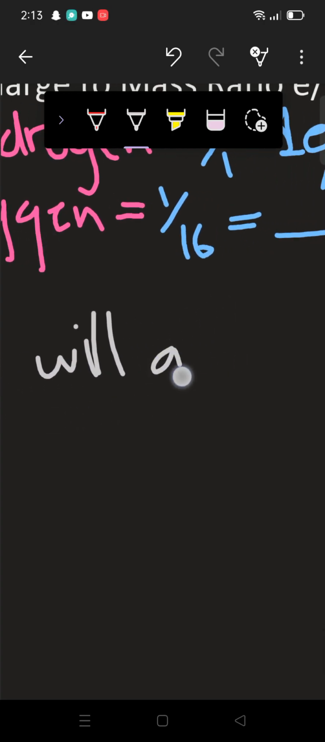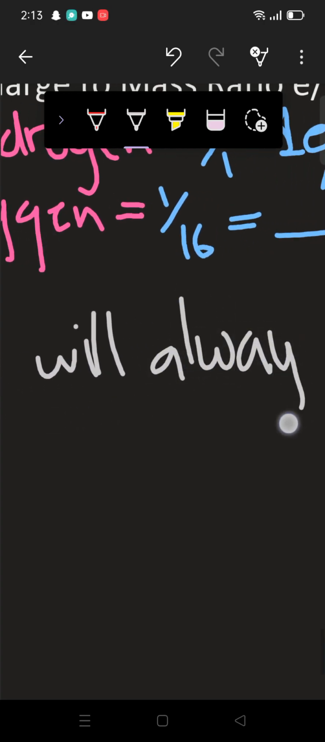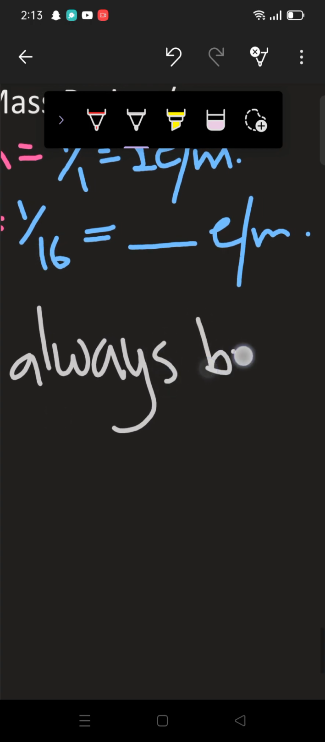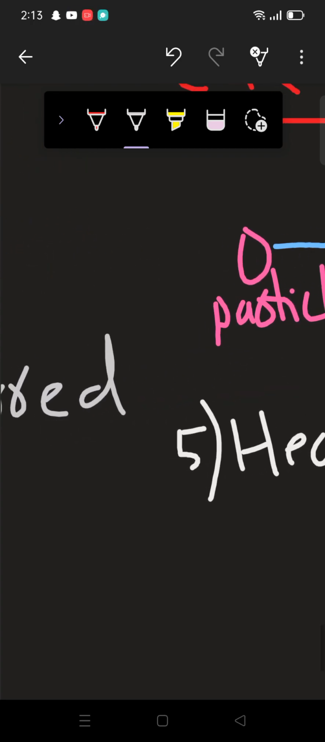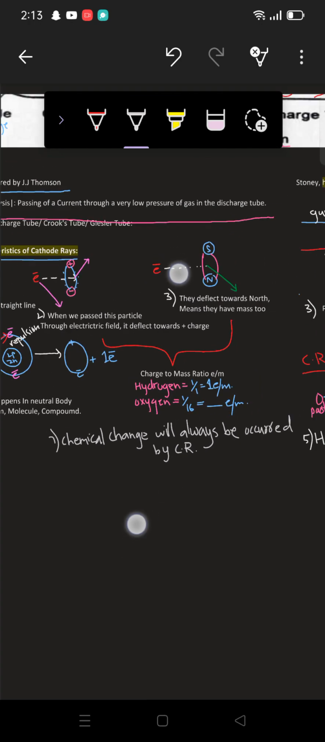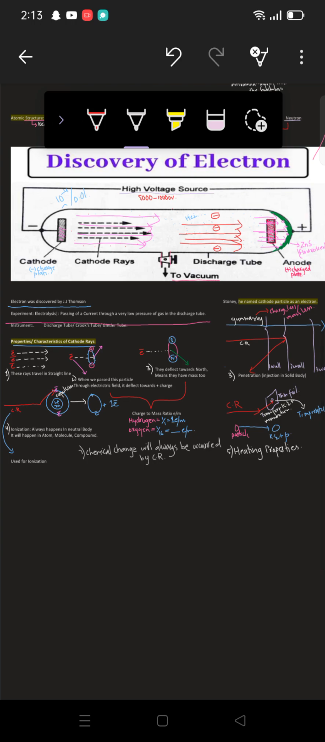Chemical change will always be caused by Cr, which is known as electron, right? So this was the 7th property.